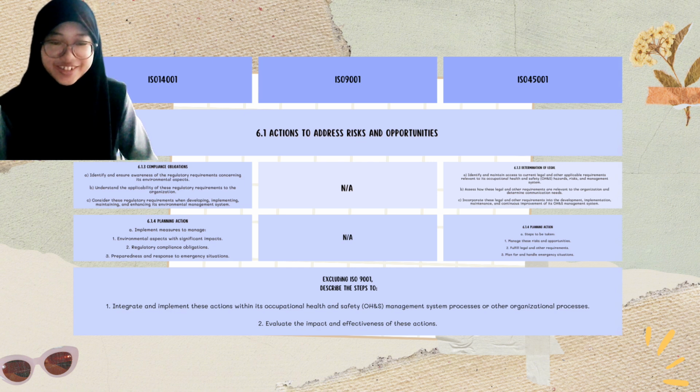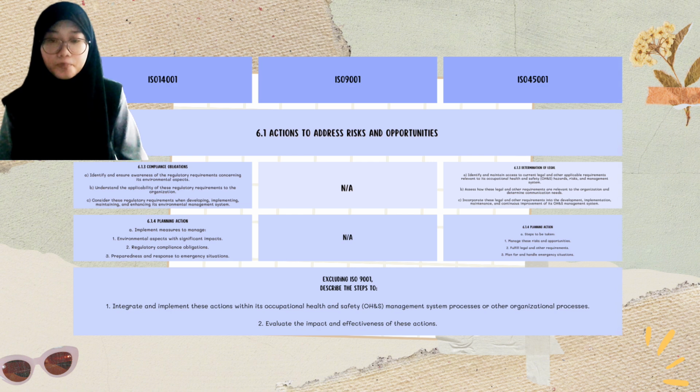Then we have planning action. For ISO 14001, implement measures to manage the environmental aspects with significant impacts, regulatory compliance obligations, and preparedness and response to emergency situations. Planning action for 45001, the steps to be taken are to manage these risks and opportunities, fulfill legal and other requirements, and plan for handling emergency situations. For 9001, it doesn't have the action on risks and opportunities.